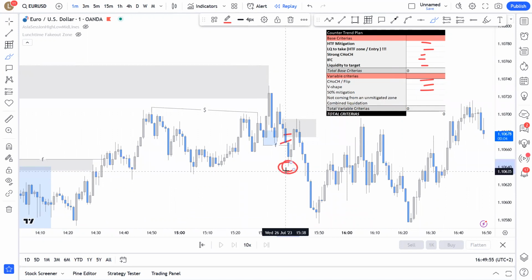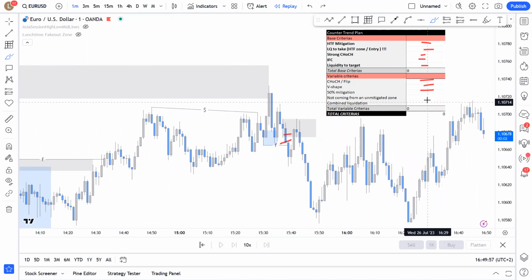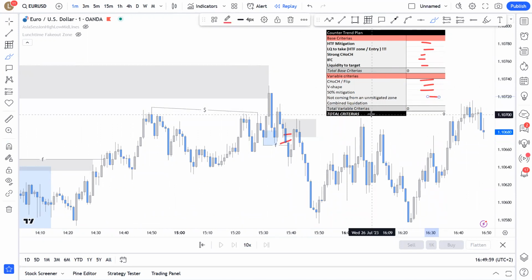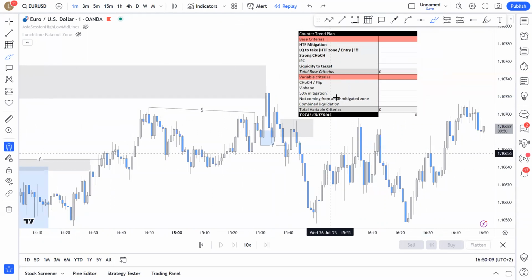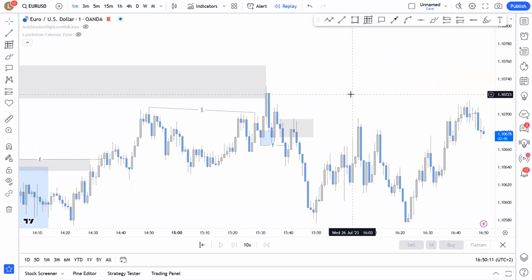After this one, 50% mitigation, you know, we count the 45 to 50% mitigation as a 50% mitigation. So it was tickable, not coming from a mitigated zone. There wasn't any opposite-sided higher time frame zone mitigation at this point. And combined liquidation, only the combined liquidation was missing. So this trade lacked one criteria only. So it was almost a full criteria counter trend trade, which you should take and which you did. So you took this trade. I'm really proud of you.